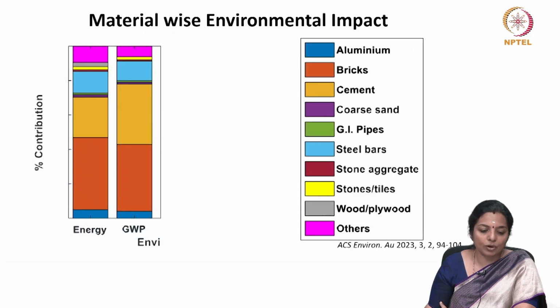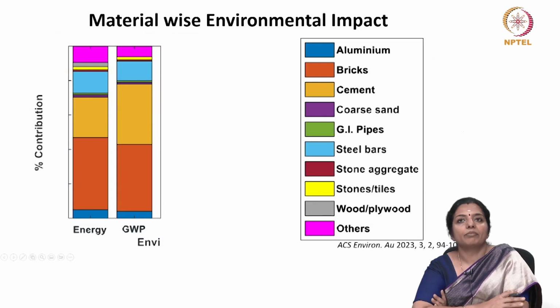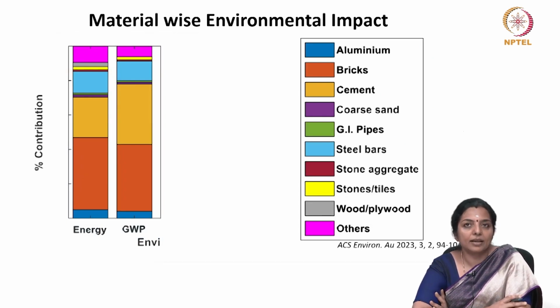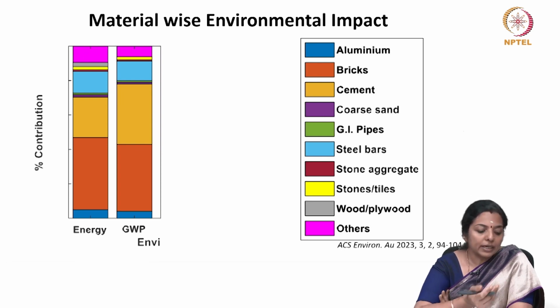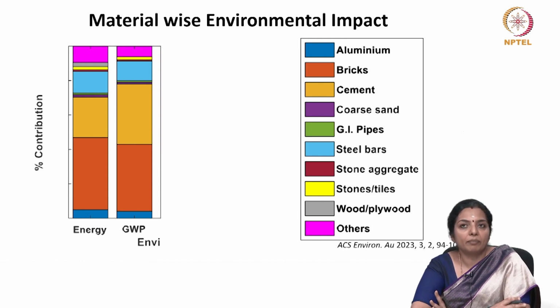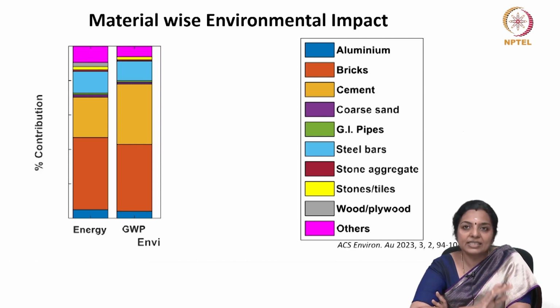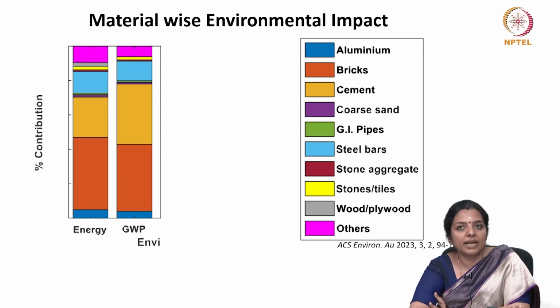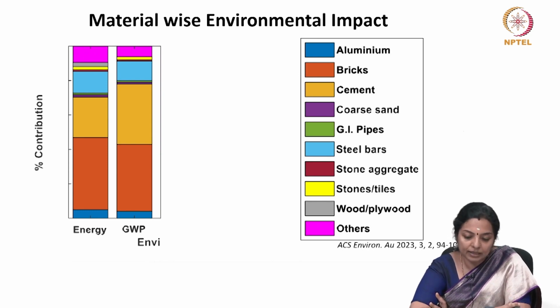Next, we move on to material wise environmental impact. So when it comes to embodied carbon, these are the major materials that contribute most to the total environmental impact of a typical building. In one study, about 78 building materials were taken, and the impact of which material contributes most was assessed.